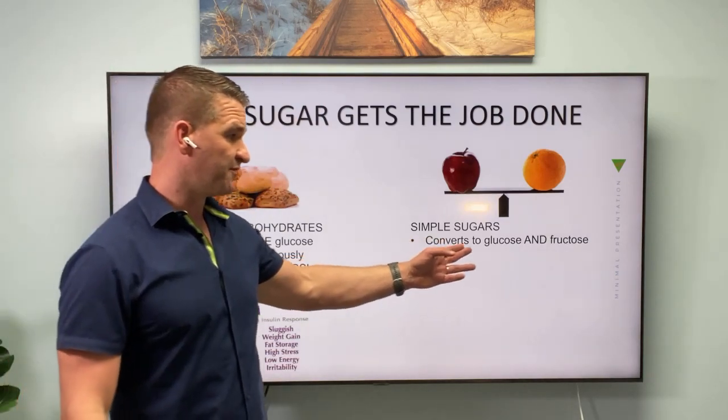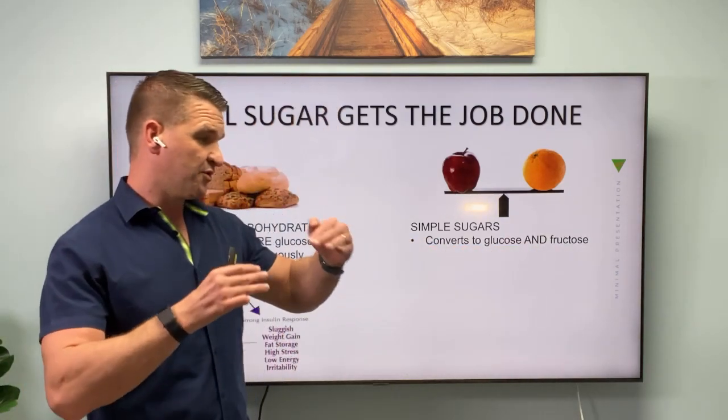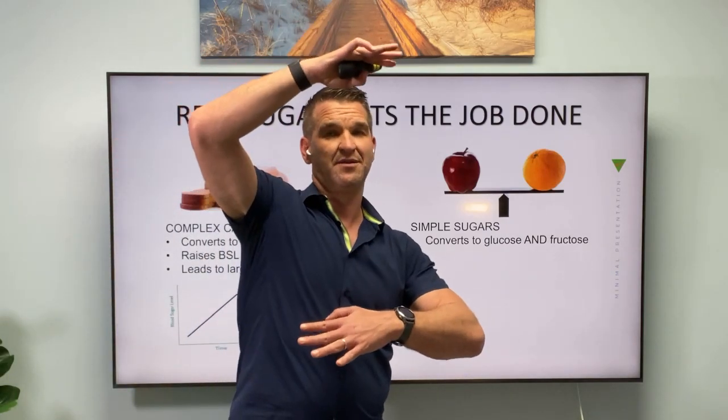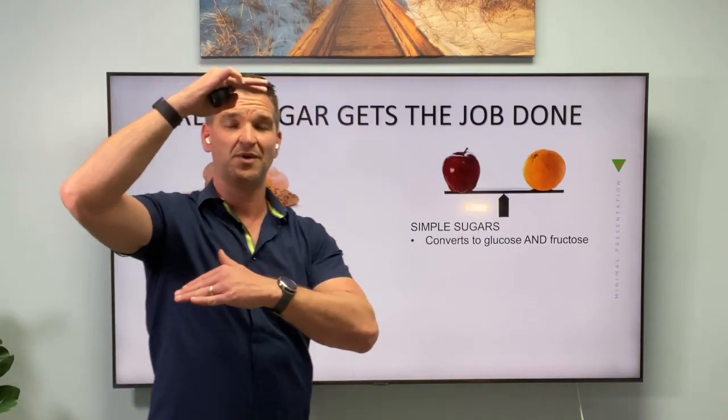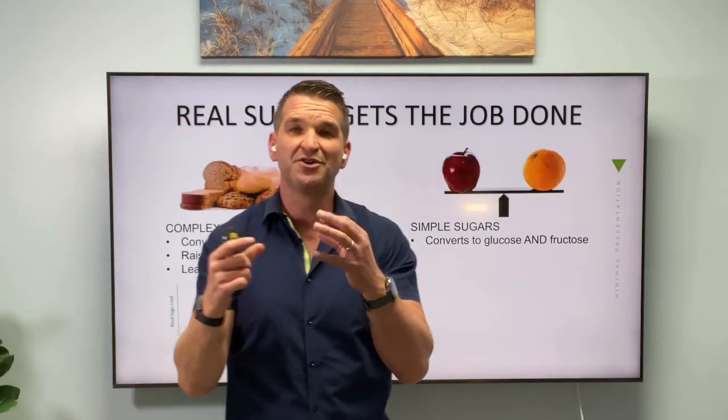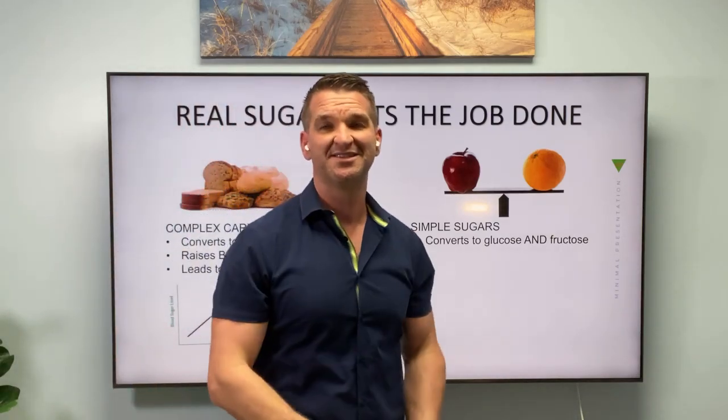Simple sugars, as I mentioned in the book, convert to glucose and fructose. So the glucose is high glycemic, fructose is low, 12. That's what makes up the molecule sucrose, which basically puts us at about 63.